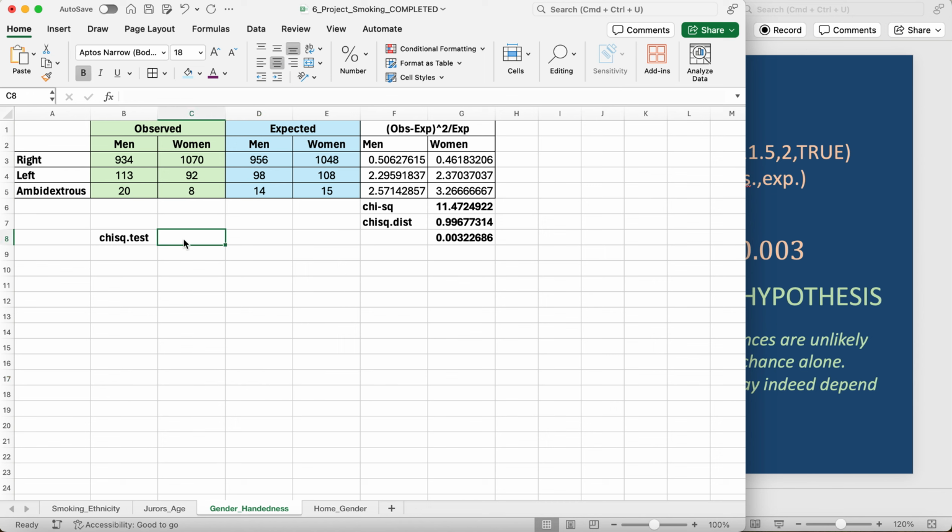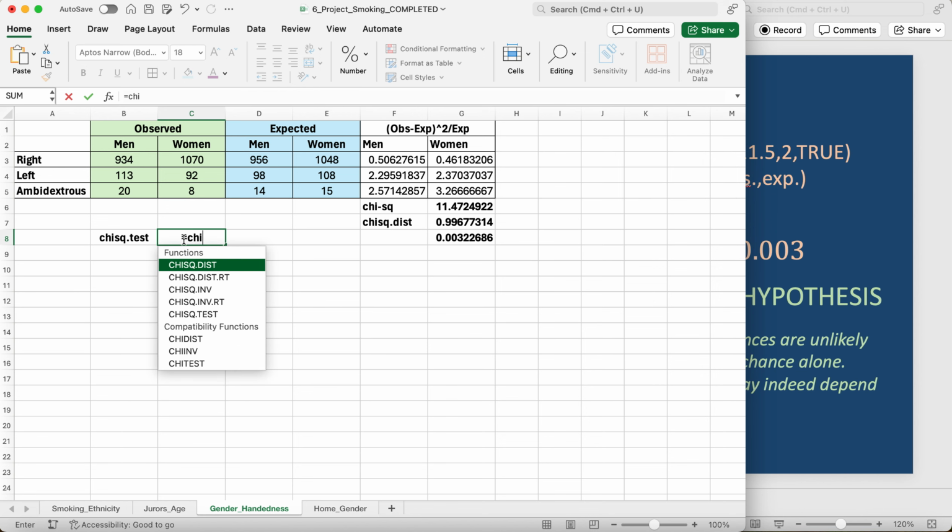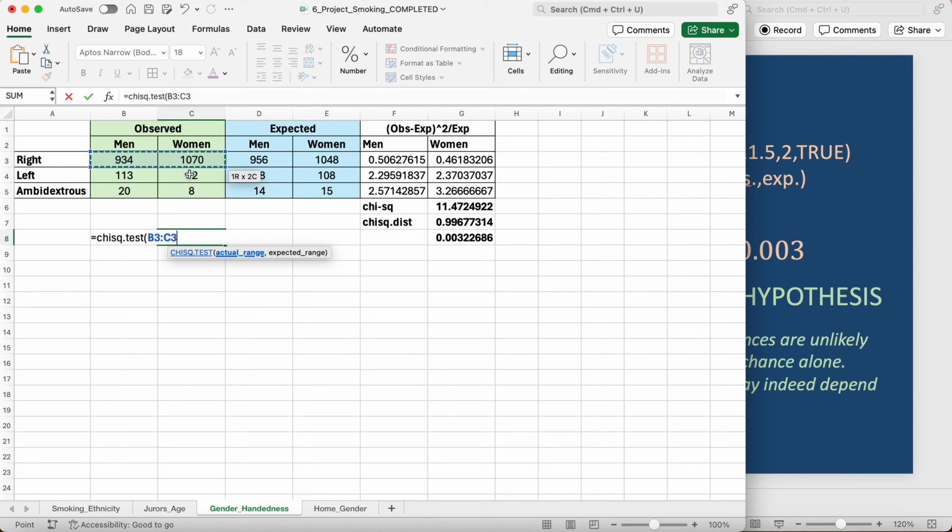So let me delete and I'll do it again. Equals chi-sq.test, and we put in the actual range and the expected range. So I highlight all of the data here in the actual range, the observed, and then all of the data here in the expected range. And so this part is exactly the same. Once you have the observed totals and the expected totals, you can use the chi-square test function. And we get a p-value of 0.003.